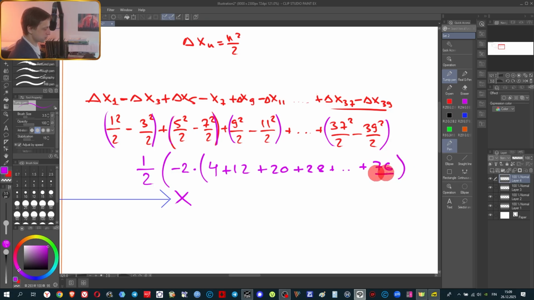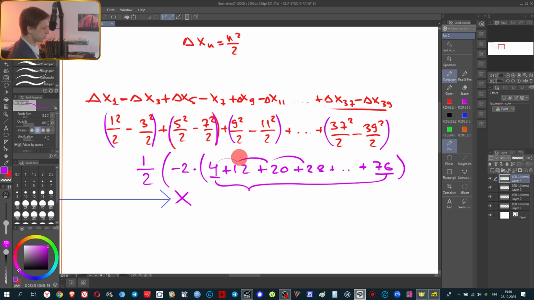The distance between 76 and 4 should be divisible by 8, because every jump here is exactly plus 8. So the difference is 72, and it is divisible by 8. So what we have here is an arithmetic sequence. The first term here is 4, the difference is 8, and how do we get this total sum?